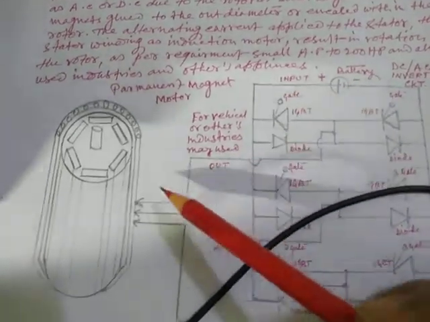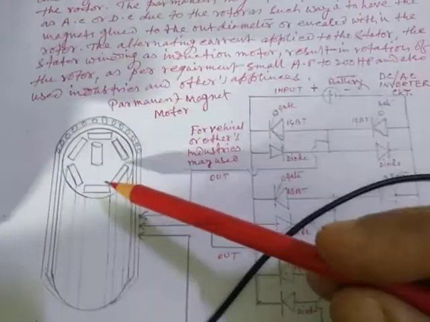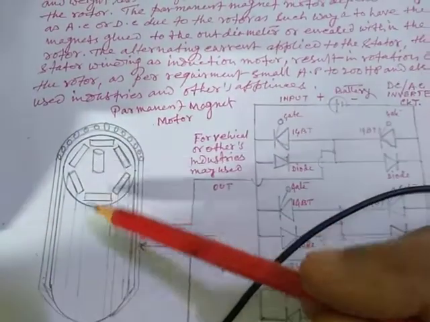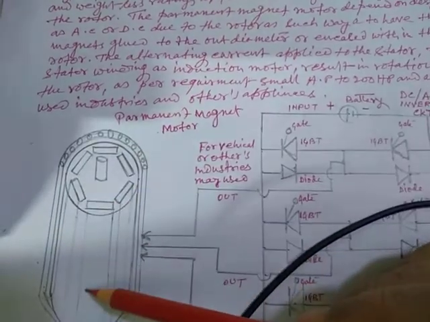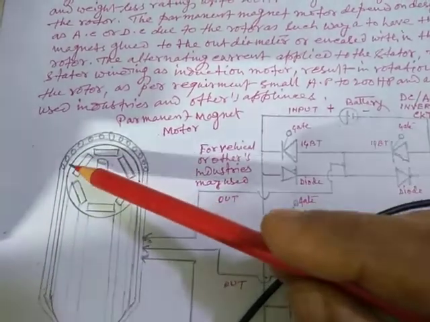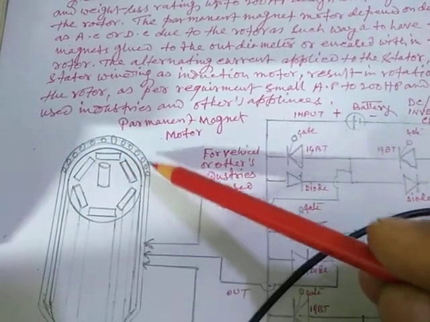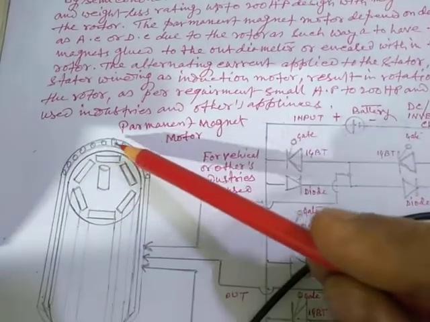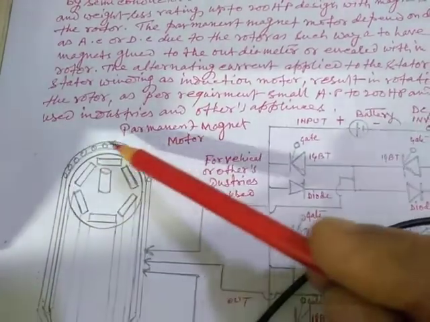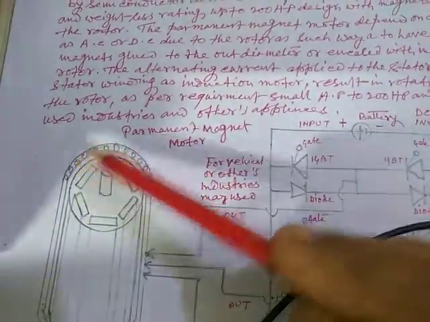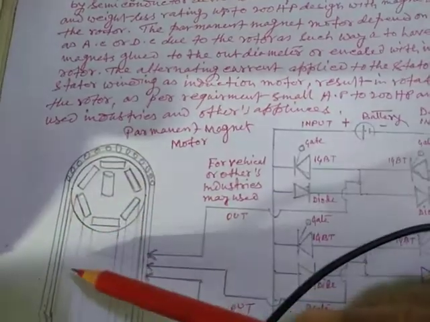Here is the diagram of the permanent magnet motor. Here is the rotor, with the permanent magnet encased here, and this is the stator conductor, the stator conductor windings. Here is the yoke, inside which sits the coil.